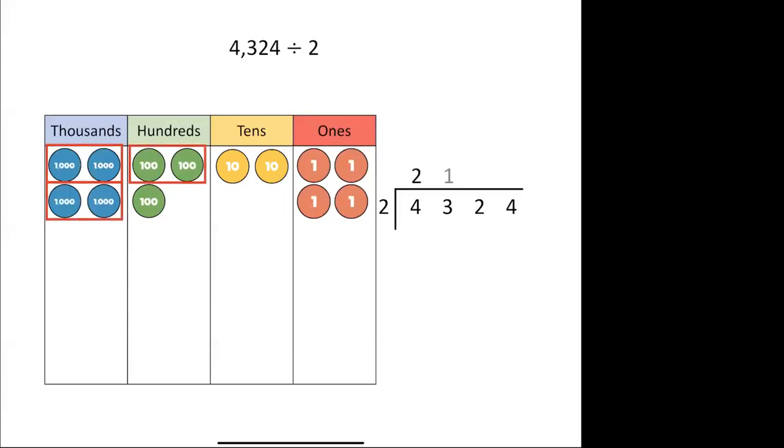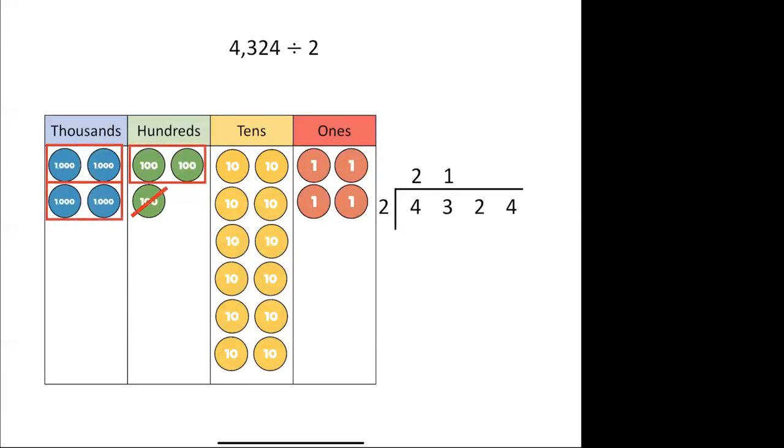And we can continue doing all of this. Now, we have a problem, and that problem is the hundreds. You can see that you can't put it into groups of 2. You can only put it into 1 group of 2, but there's a little bit left over. And that little bit left over, look what happens on our bus stop here. We cross off that one, and we move it across into our tens.